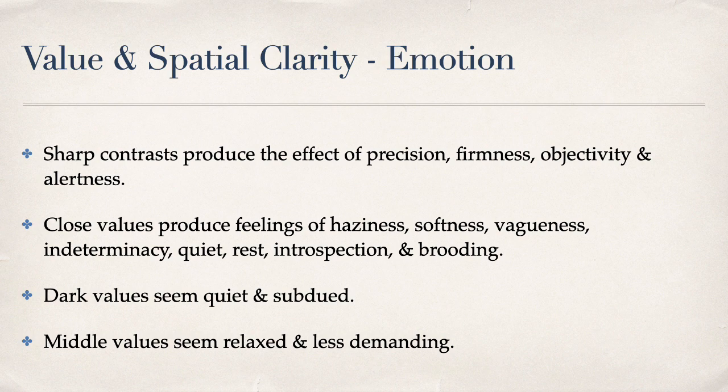Emotion. Sharp contrasts produce the effect of precision, firmness, objectivity, and alertness. Close values produce feelings of haziness, softness, vagueness, indeterminacy, quiet, rest, introspection, and brooding. Dark values seem to be quiet and subdued. Middle values seem relaxed and less demanding.